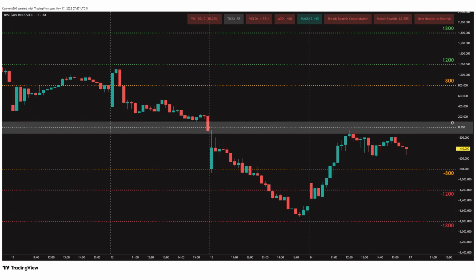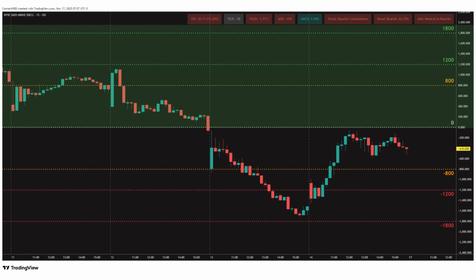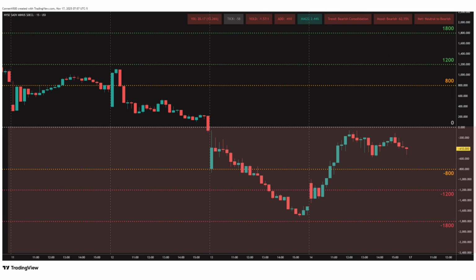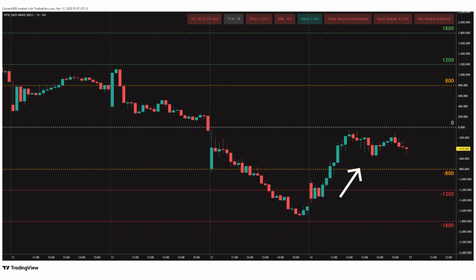chart. The 0 line is neutral, indicating an equal number of advancing and declining stocks. Values above 0 are positive, meaning more stocks are trading above their previous close than below. Values below zero are negative, meaning more stocks are trading below their previous close than above. When the advanced decline line is trending up, it signals improving breadth and a bullish trend. Conversely, when trending down, it signals weakening breadth and a bearish trend.